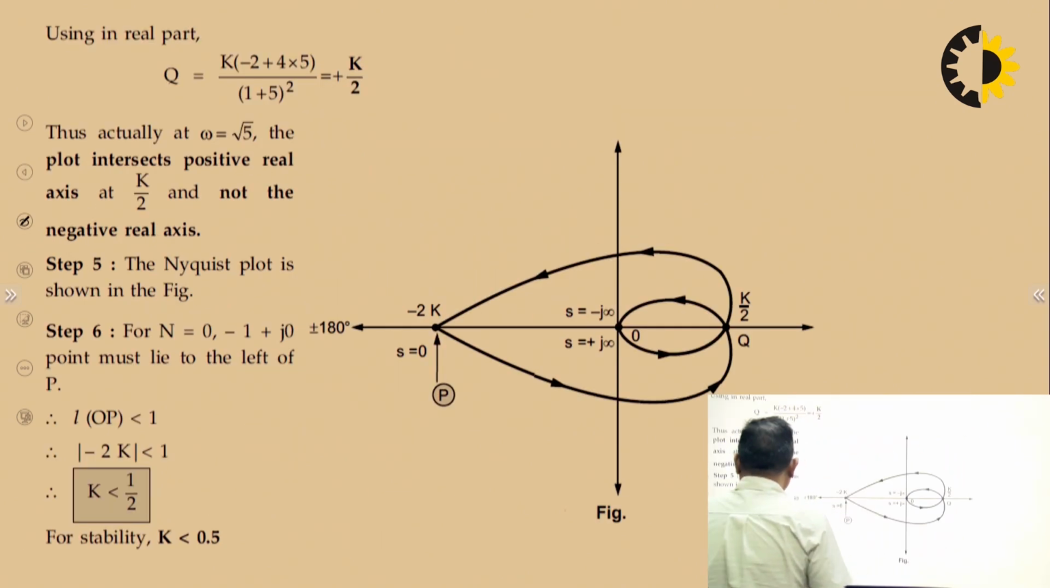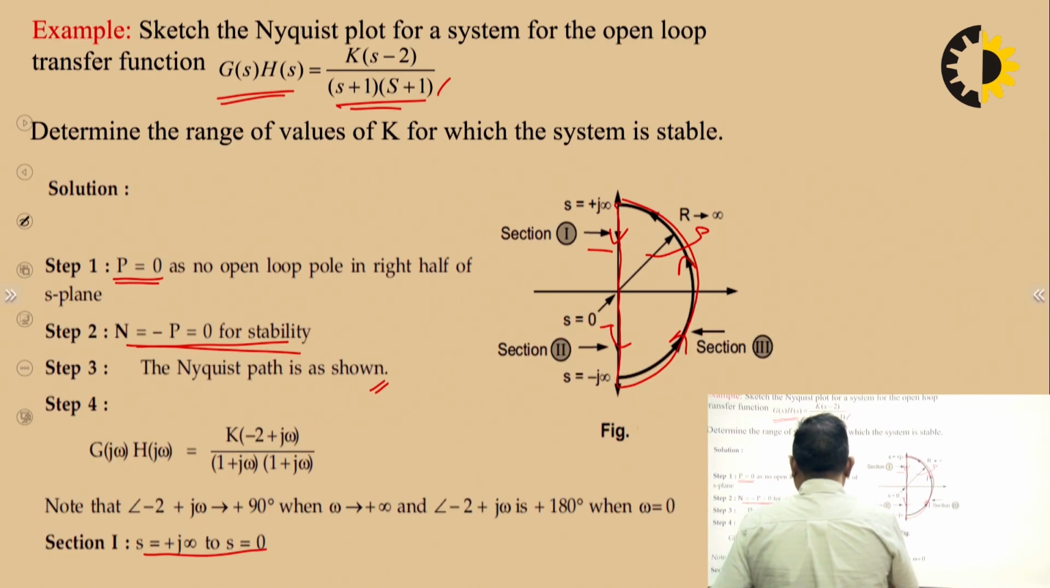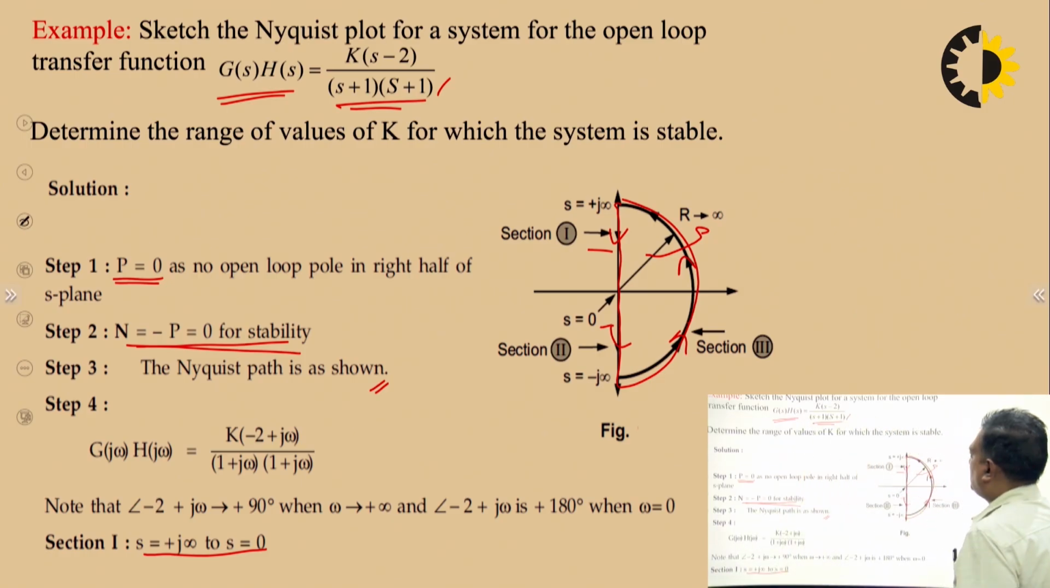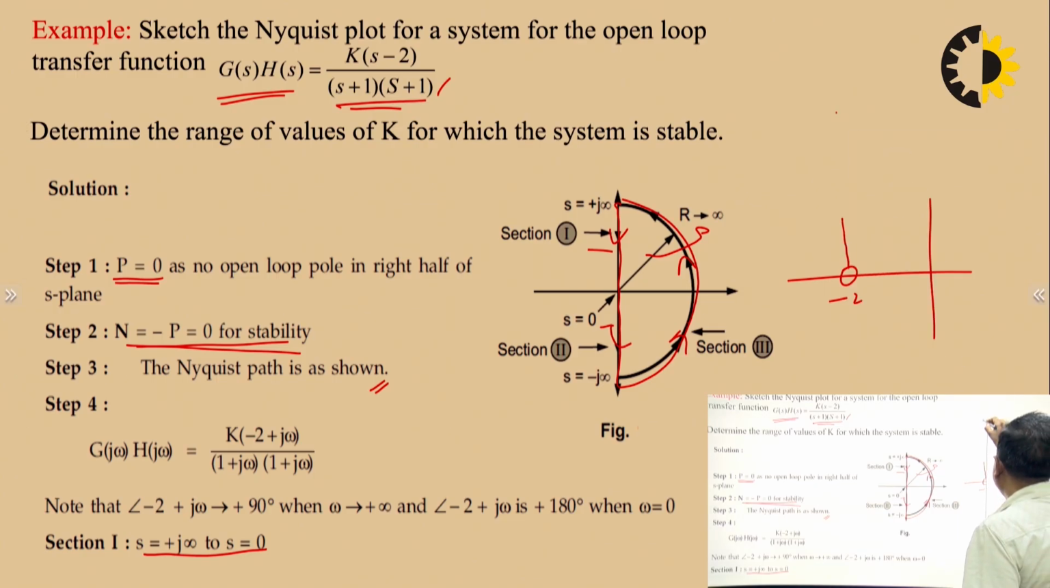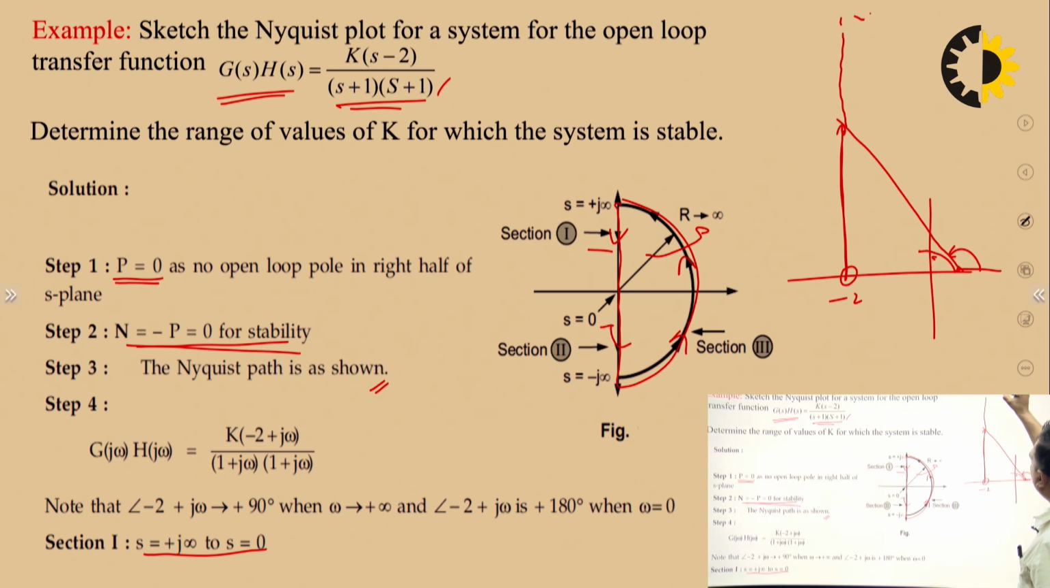Now we will see for this particular term how we have calculated the angle. The term is minus 2 plus j omega. So minus 2 plus j omega will be the pole point. This is minus 2 plus j omega, somewhat like this. So we will measure the angle from here. Now if this point reaches infinity, then this angle will become lesser and lesser.